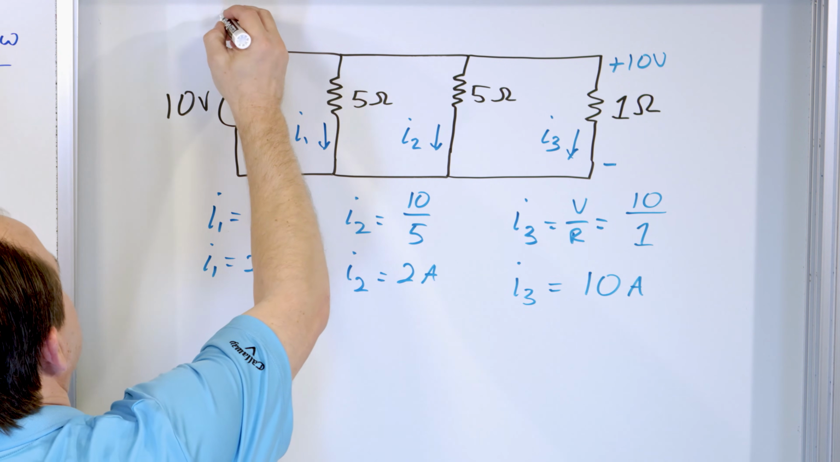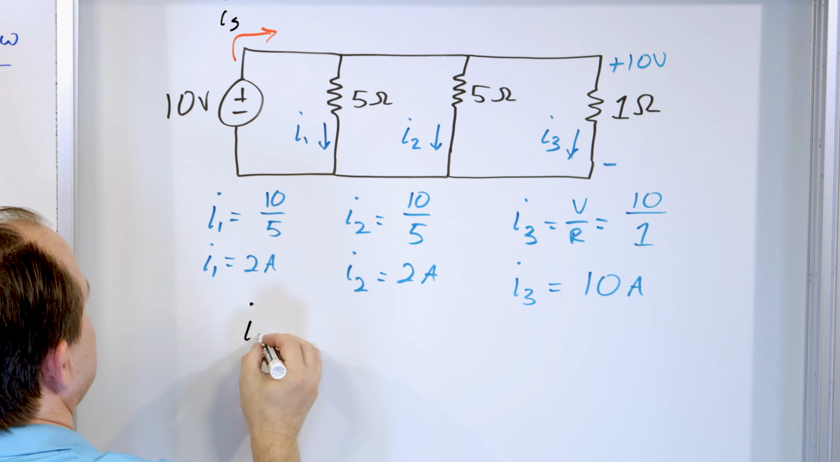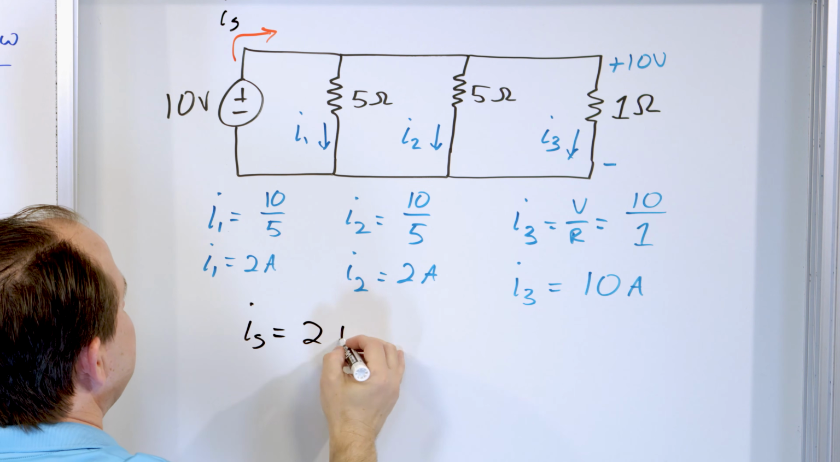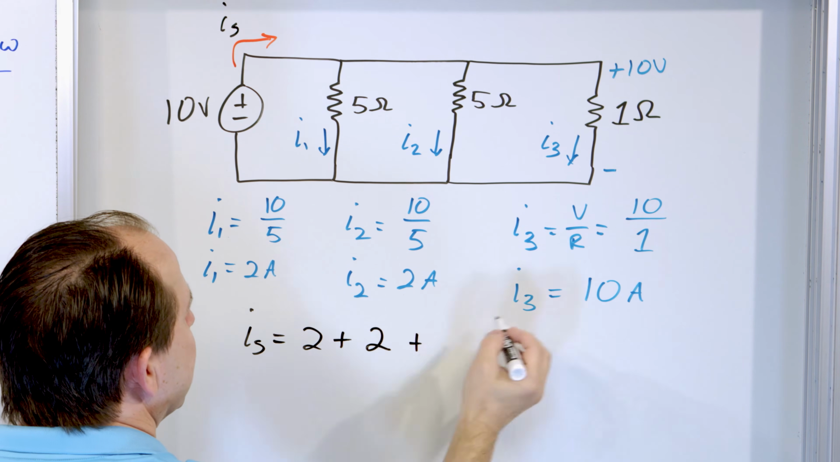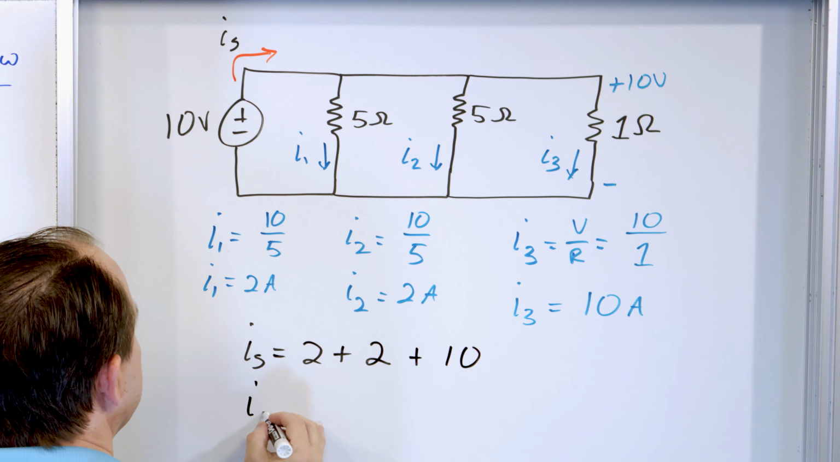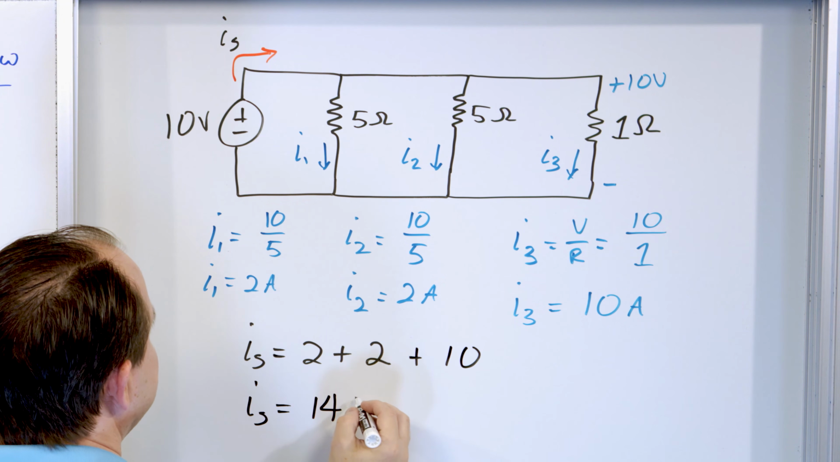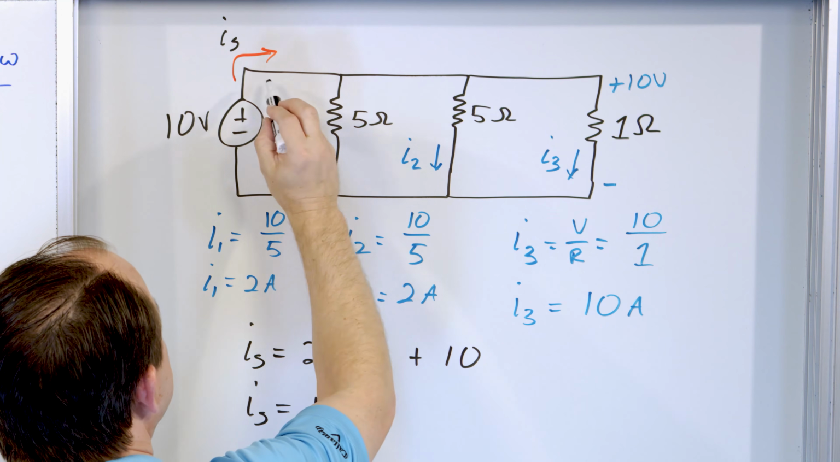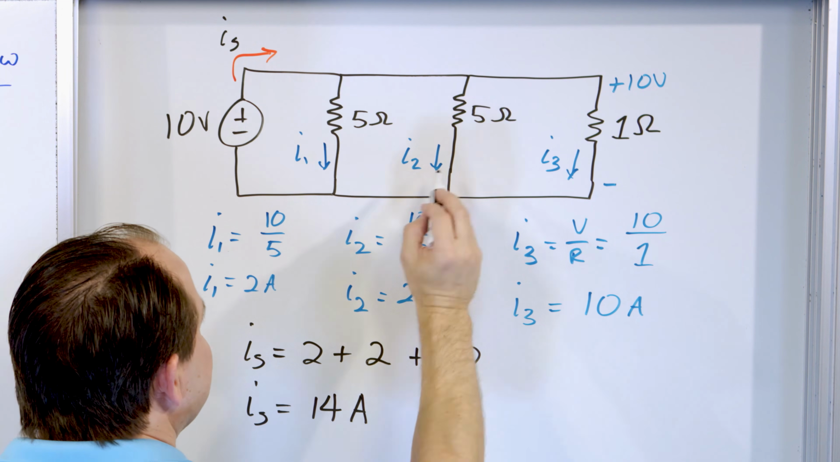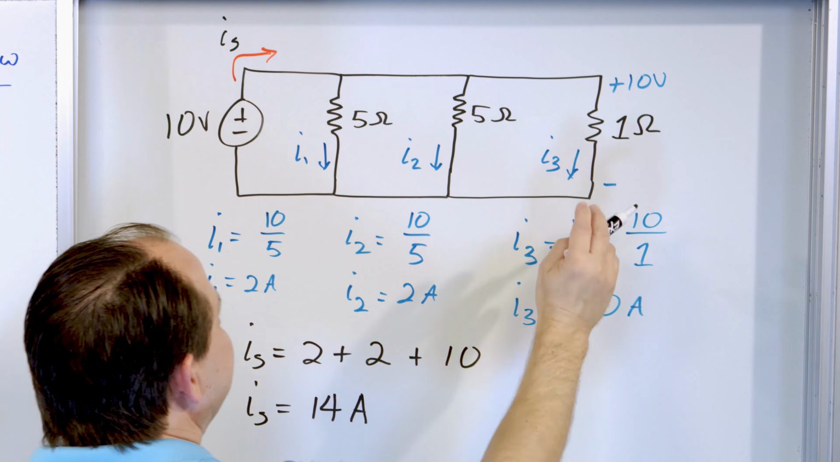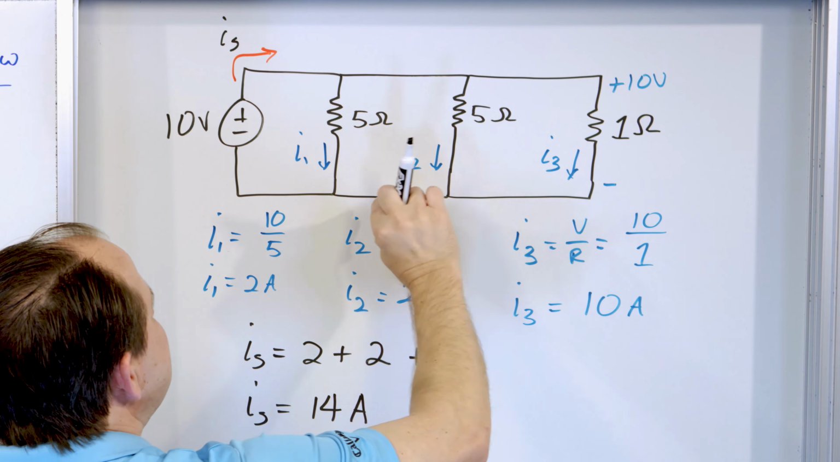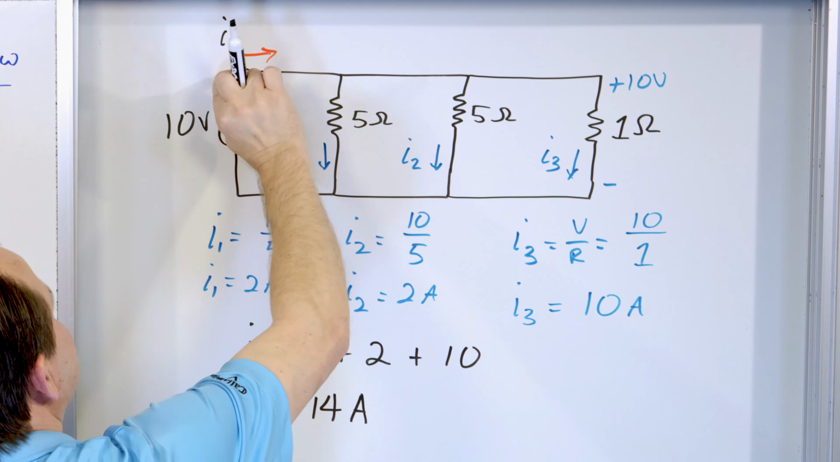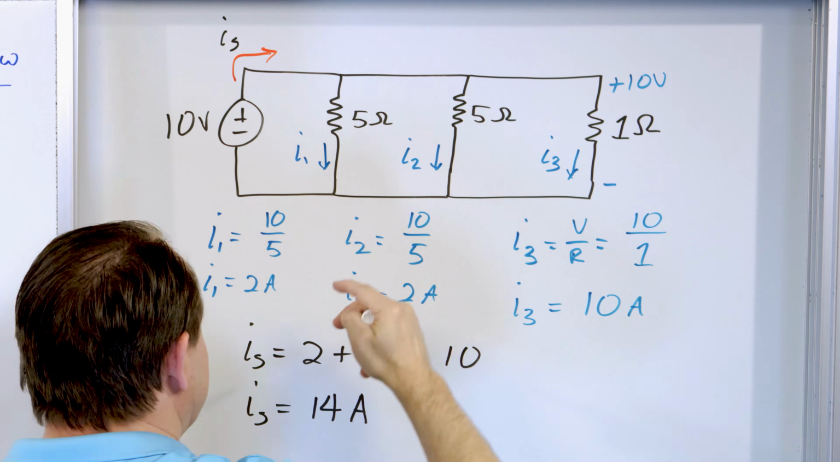So the source current must be the 2 amps from here plus the 2 amps from here plus the 10 amps from here. So the source current, 14 amps. So the current should be 2 amps from this branch, 2 amps through this branch, 10 amps through this branch, and you add them all up, 14. So when they recombine, there's 14 amps is what's coming out, and it's branching like this.